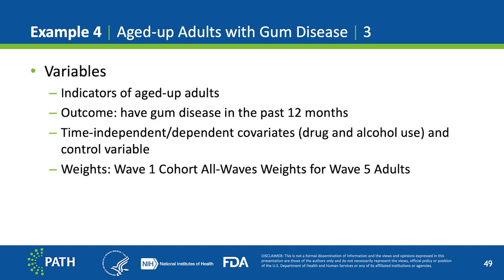The variables are the same as in the last example. As a refresher, we want to test the association between drug and alcohol use and the onset of gum disease reported in the past 12 months across waves 1 through 5. We continue to control for wave 1 results where we ask adults if they ever had gum disease. For this example, the time-independent and time-dependent covariates are the same as before. The one additional piece of information we need is the indicator for aged-up adults.